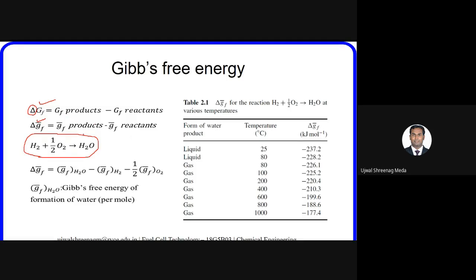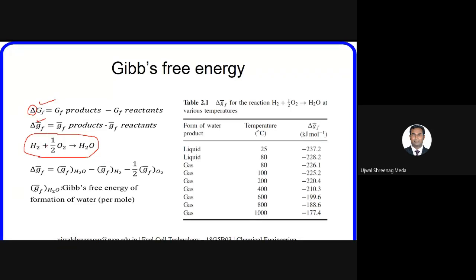Okay, so usually we speak in terms of moles. If you want to find out the change in Gibbs free energy of formation per mole of water, or per mole of this reaction, it is the difference of the Gibbs free energy of formation of products and the Gibbs free energy of formation of reactants. If we take that difference, we get the change in Gibbs free energy of formation per mole.